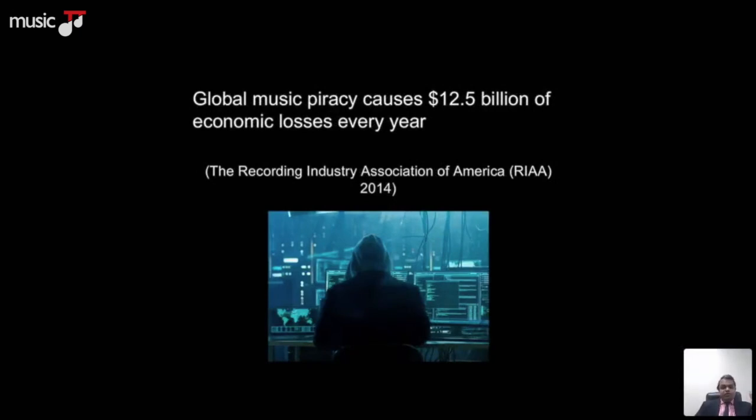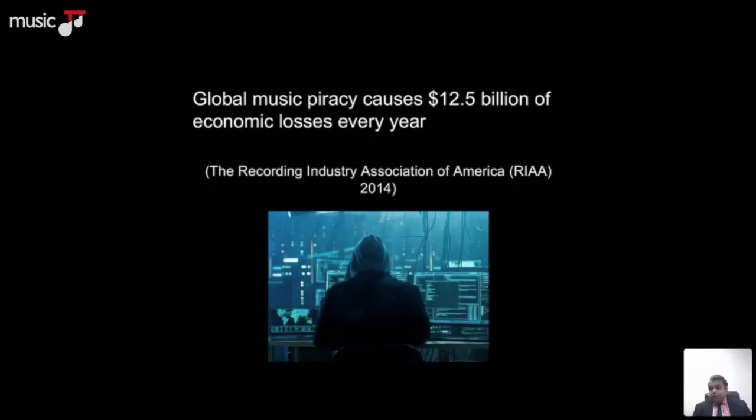It causes $12.5 billion of economic losses to musicians and artists, right? That's money out of your pocket as a musician. That's money that you could have earned, but you didn't because somebody is downloading your music for free. And if you have ever done it to someone else, it's money that you took out of their pocket.